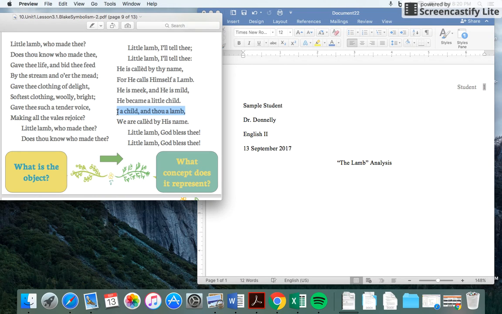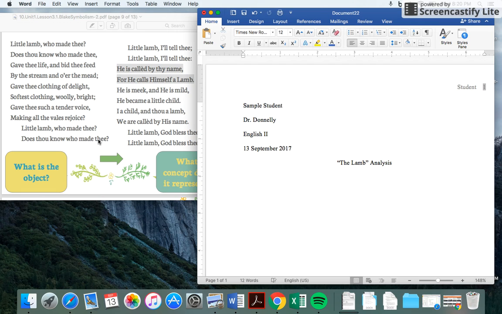We're really going to be able to explain that this lamb symbolizes innocent creatures, and that right here, right? He is called by thy name, for he calls himself a lamb, right? We're going to be able to connect those innocent creatures to Jesus and to holiness, right? And that's really what Blake is trying to convince us of in this poem, right? That innocent creatures are holy. And that's really his message. So we're going to explain how he uses the lamb to convey that message.